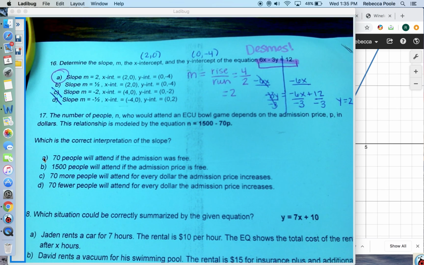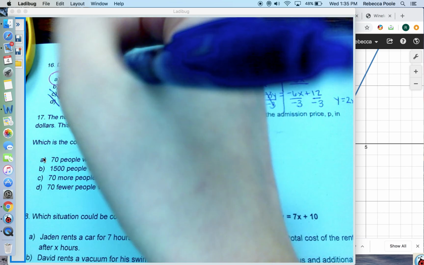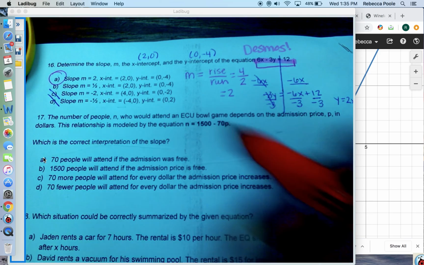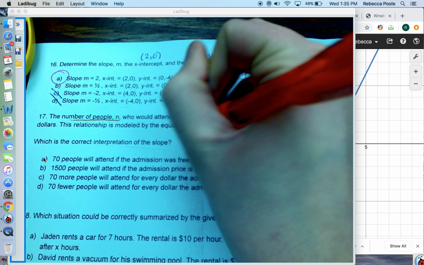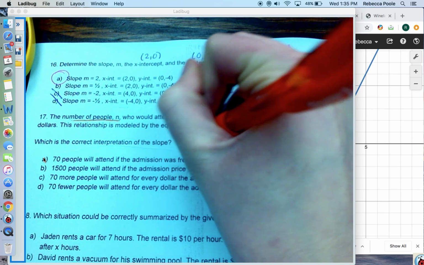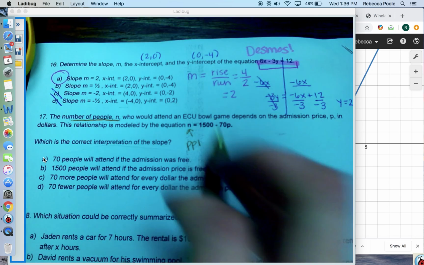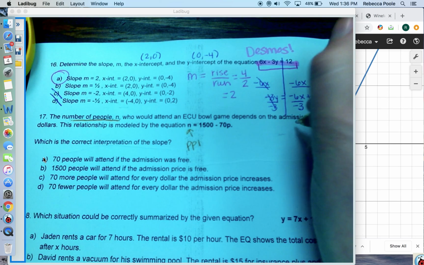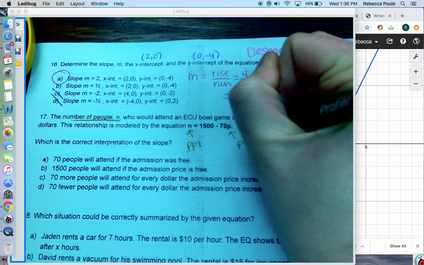Alright, so let's look at 17. The number of people who attend an ECU bowl game depends on the price. So does everybody see that? The number of people is the N. So this N is the people. And the admission price is the P. So that's the price.